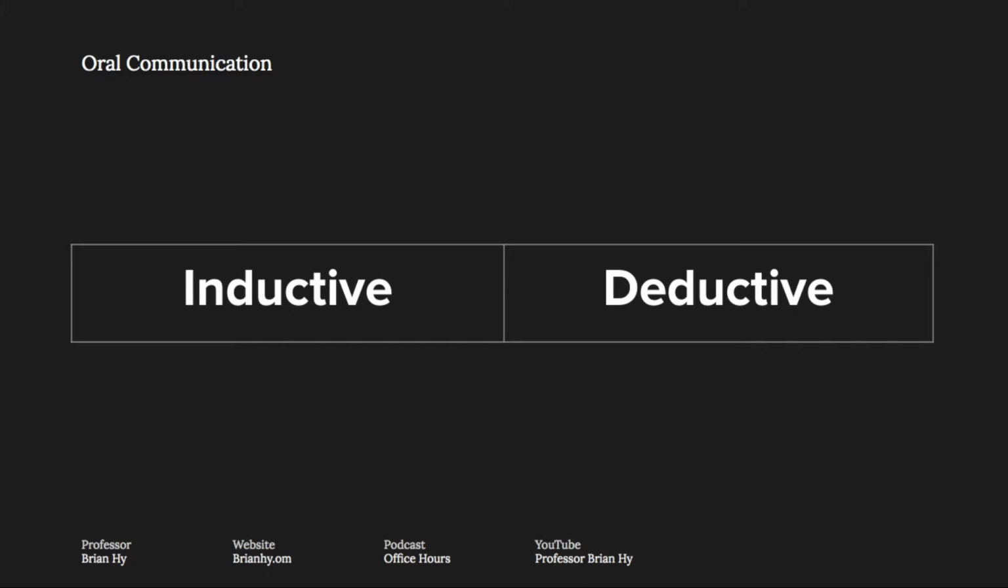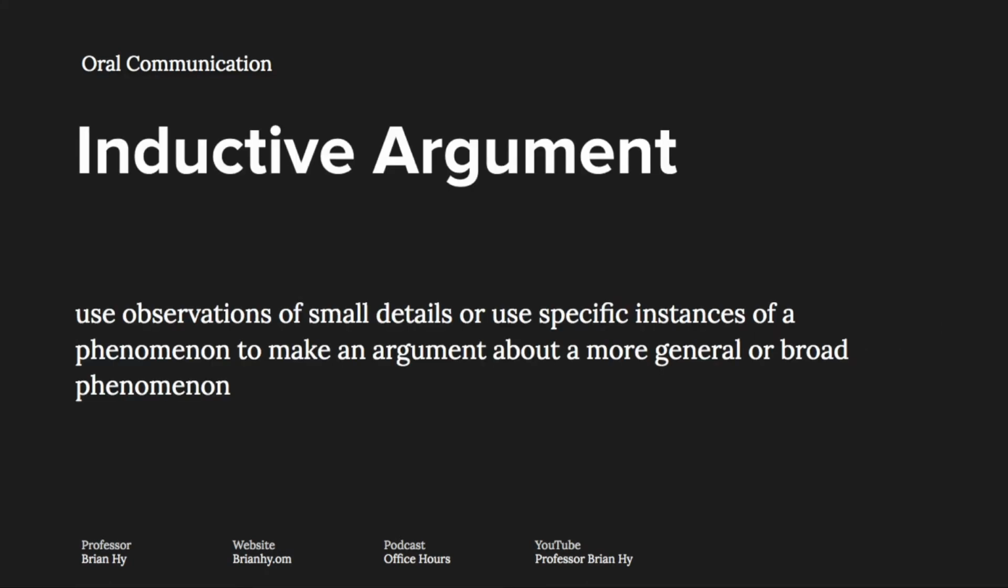To start, let's take a look at inductive arguments. Inductive arguments are arguments that use observations or small details, or use specific instances of a phenomenon, to make an argument about a more general or broad phenomenon. In an inductive argument, you are taking a small instance or situation and using it to generalize or make assumptions about what is true on a much larger scale.